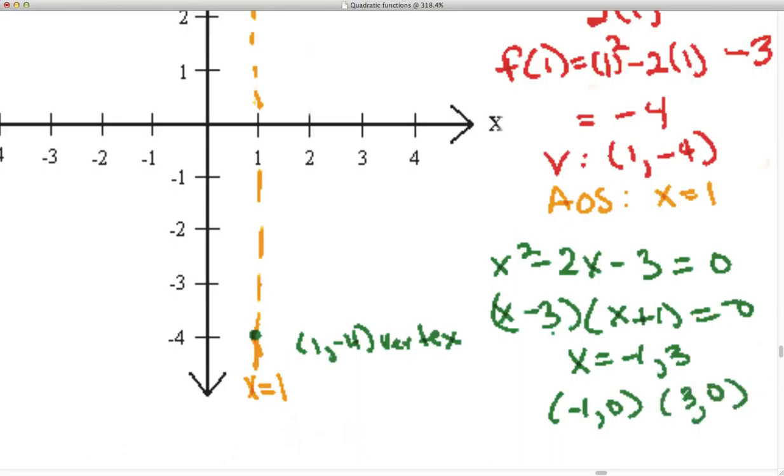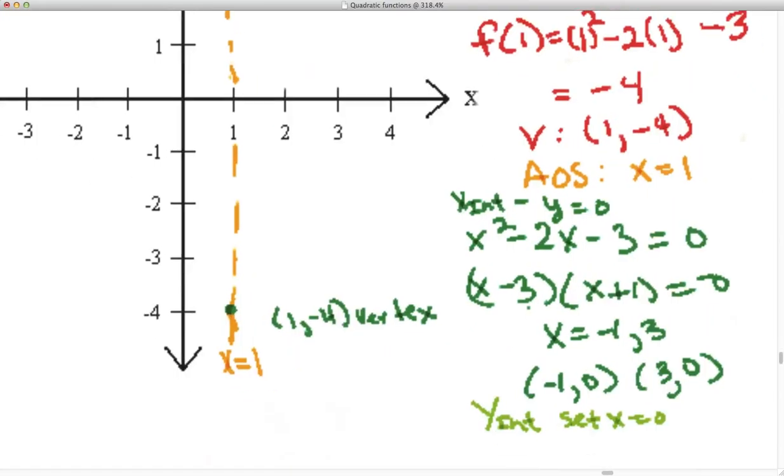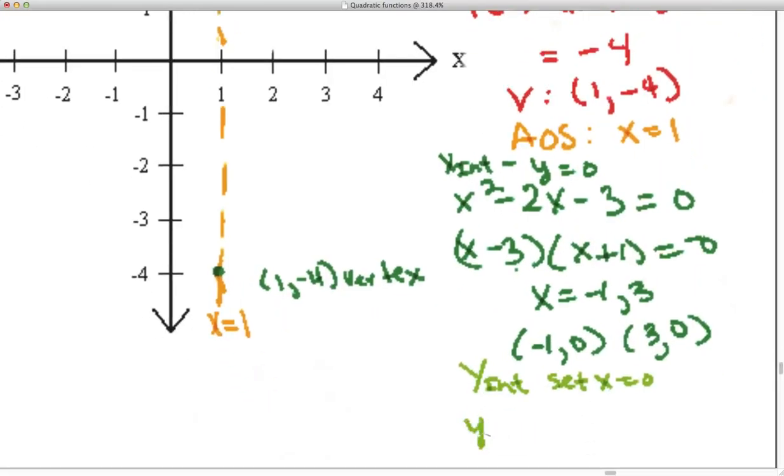To get the y-intercept, we just set, that was for the x-intercepts. You set y equal to 0. And then for the y-intercepts, you set x equal to 0 and solve. So in this case, x equal to 0 is not as bad, because you get y equals 0 squared minus 2 times 0 minus 3, which equals negative 3. So 0, negative 3 is the y-intercept.